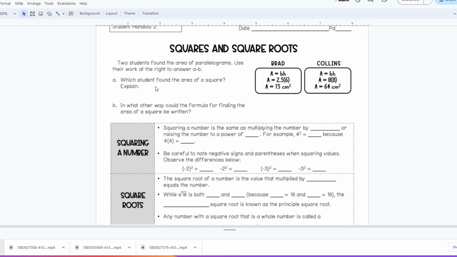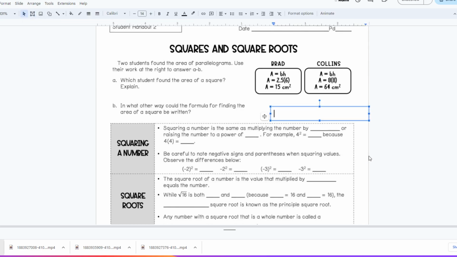In what way could the formula for finding the area of a square be written? Well, instead of base times height, what could we say instead? Since we know each side of the square is the same, instead of writing the area as base times height, we could say the area equals side times side, because the sides are the same. It's a square, right? So the area of a square is side squared.